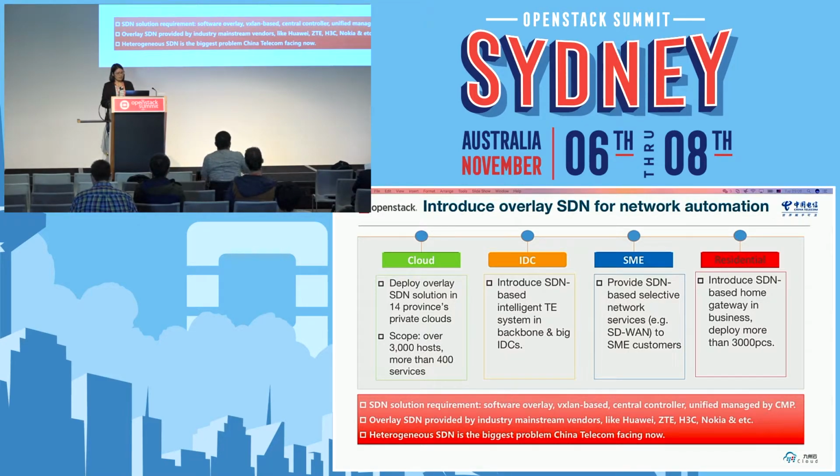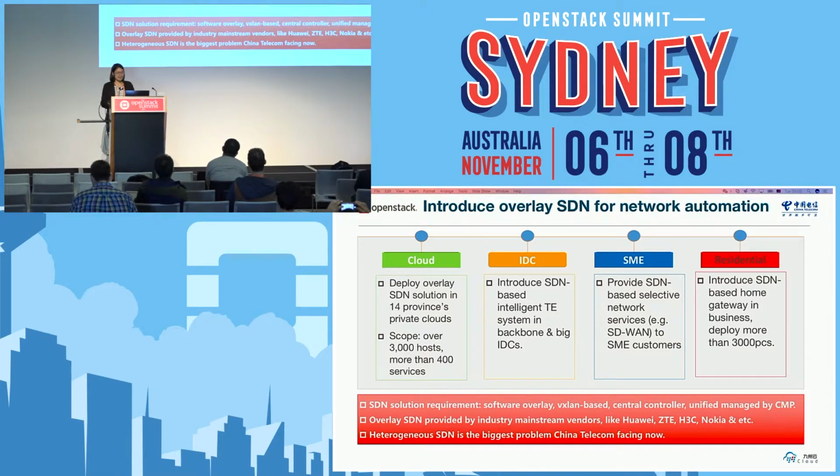SDN is becoming the standard building technology of cloud network. Currently, China Telecom mainly deployed overlay SDN, typically VXLAN-based software overlay, which has a centralized controller and is unified managed by a central cloud management platform. All these SDN solutions China Telecom deployed are provided by industrial mainstream vendors like Huawei, ZTE, and Nokia.